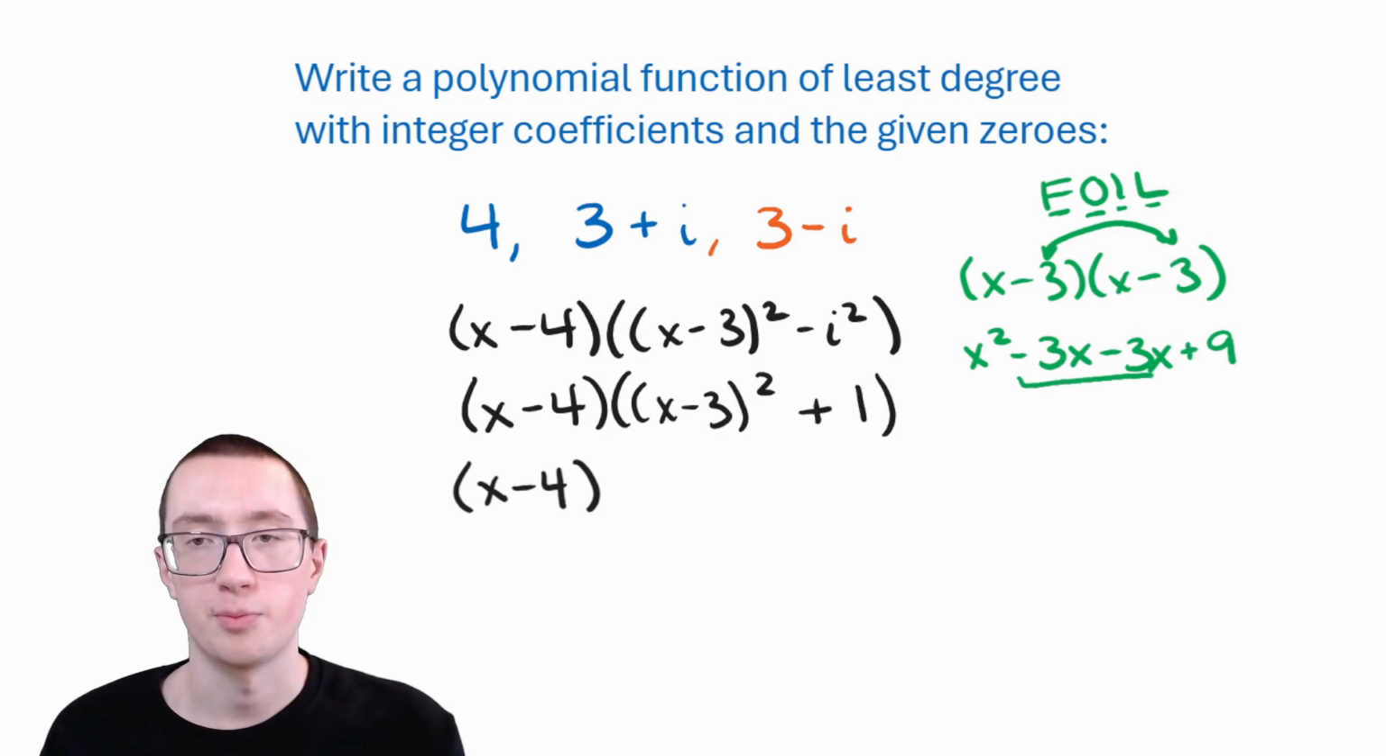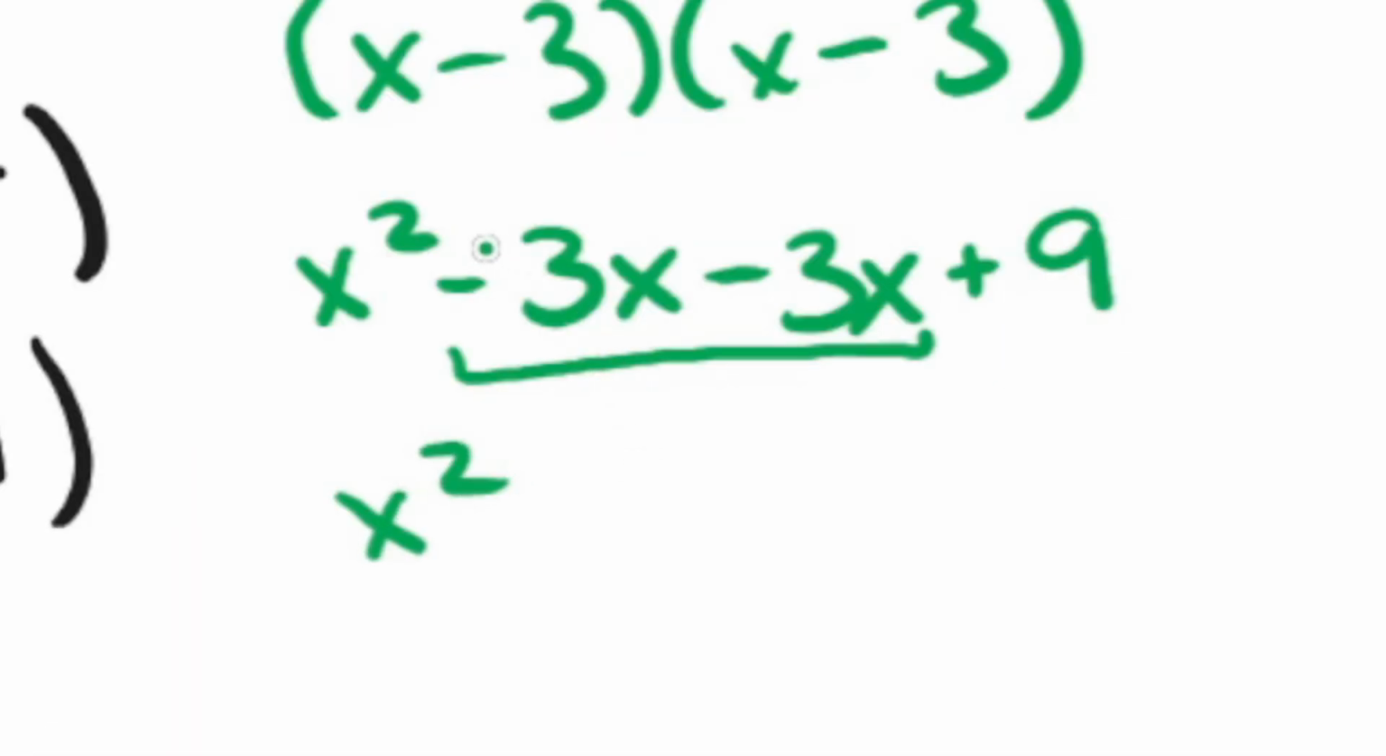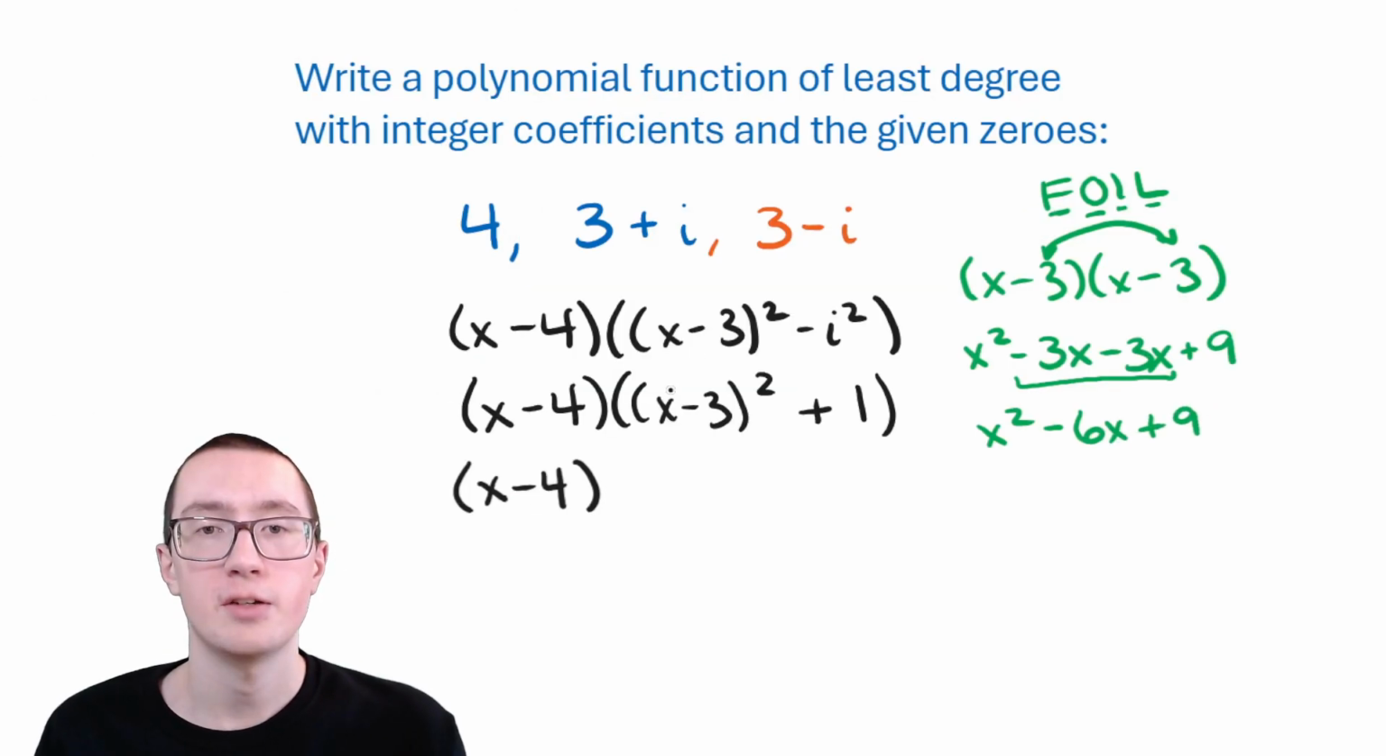And then these we can just combine, because you can combine like terms. That's the fancy name for this. So we have x squared minus 3x minus another 3x. That's a total of minus 6x. And then plus 9. So instead of x minus 3 squared, we're going to put what we just solved here. X squared minus 6x plus 9.